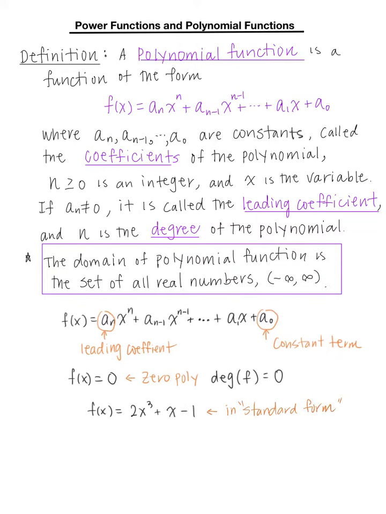Now, what is not in standard form? Let's take a look at this one right here. g of x equals x plus 2x to the third minus 1. Notice that the degree 1 term appears first, then degree 3, but degree 3 is bigger. So in this case, this is not in standard form.